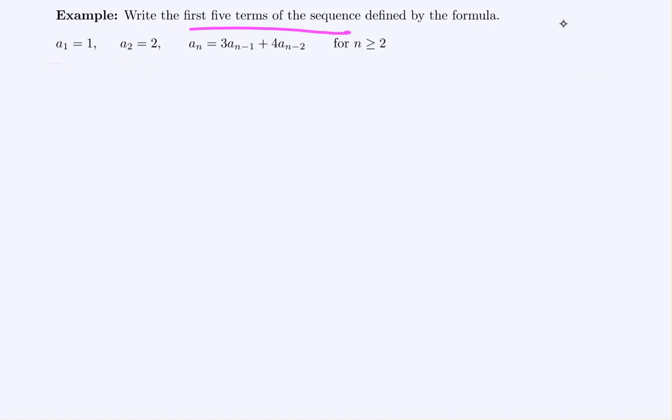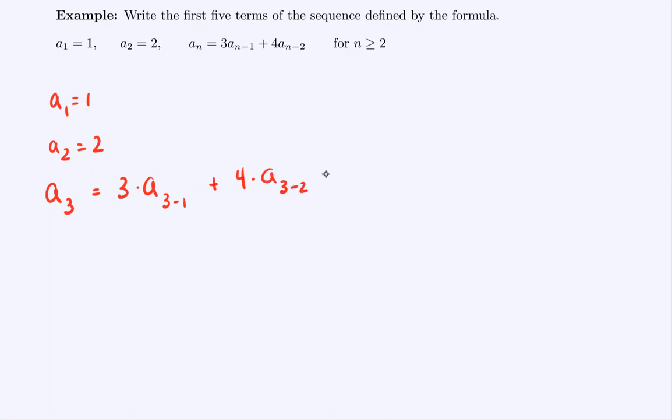So when we're asked to write the first 5 terms, we should immediately write out, okay, the first term is just 1, the second term is just 2, that's given information. So the first one we need to find is the third term. So following the formula, if n is 3, this is equal to 3 times a sub 3 minus 1 plus 4 times a sub 3 minus 2. Now, of course, we can simplify that. 3 times the second term plus 4 times the first term.